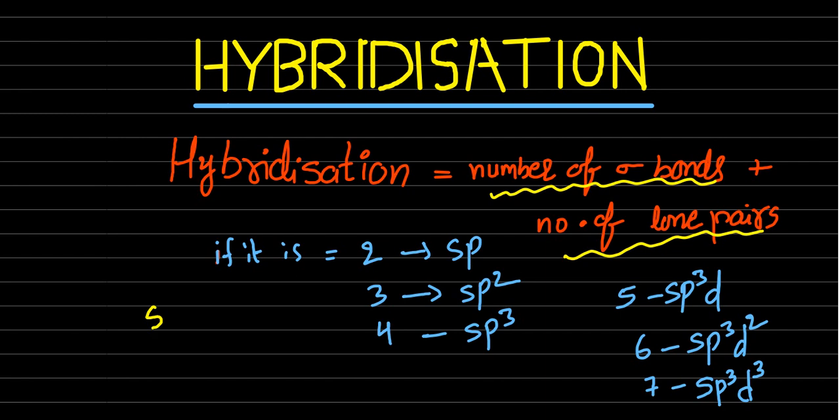If the total is 3, it is s, then p2. If the total is 4, s, p3. If the total is 5, it is sp3d. Then 6 is sp3d2, and total 7 is sp3d3. What is the total? The number of sigma bonds plus the number of lone pairs. Now geometry is important.